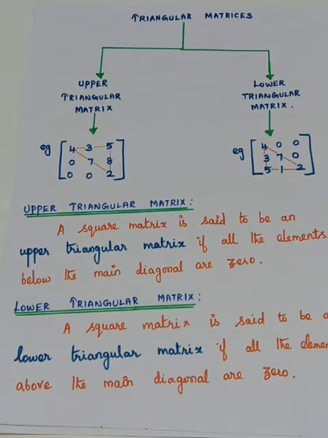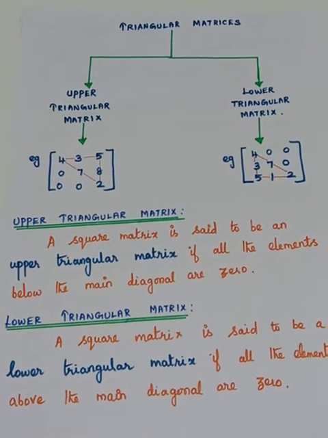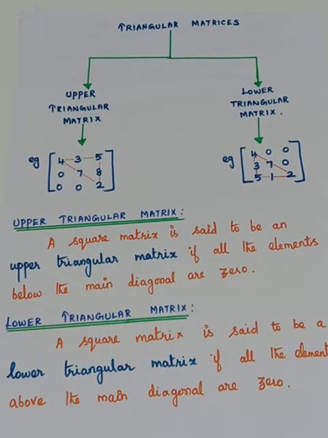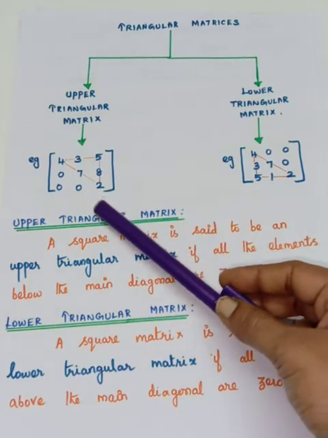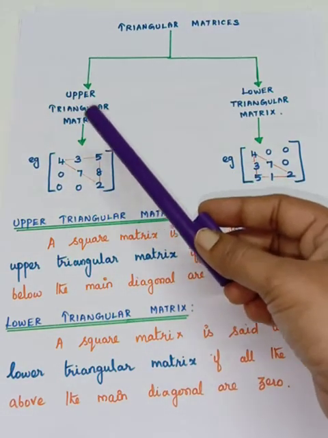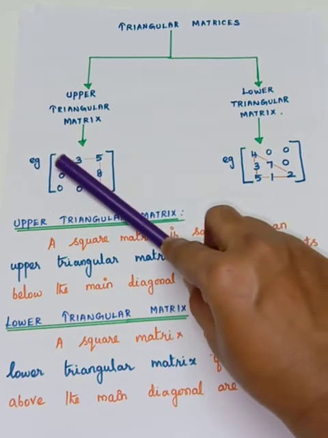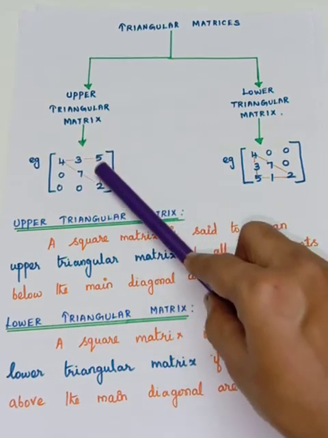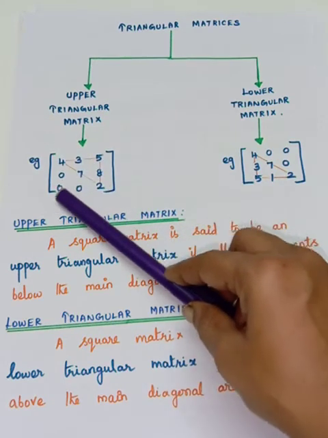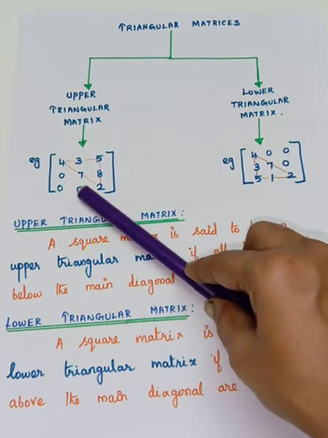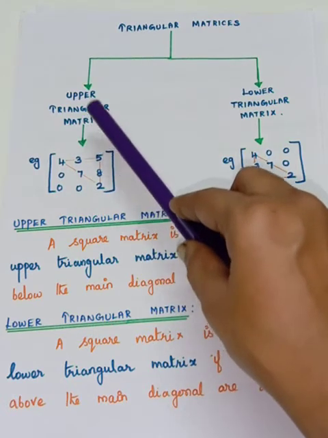So we are moving to the next type. What is it? It is triangular matrices. Okay, in the triangular matrices you have two types. One is an upper triangular matrix, another one is a lower triangular matrix. Here I have given the example. You see that upper triangular matrix. You see this is the main diagonal element. So above that you will have entries, below that all the entries are 0. That is called the upper triangular matrix.